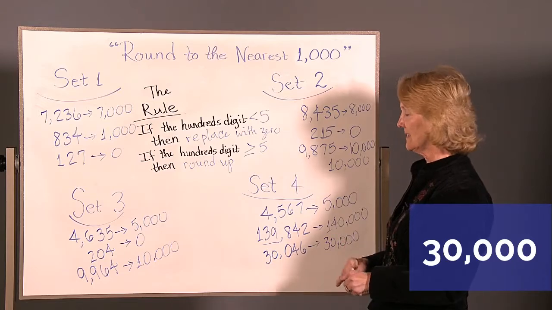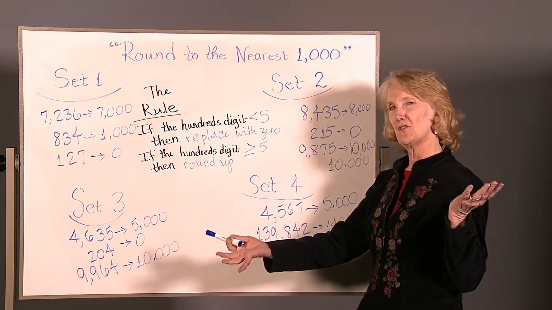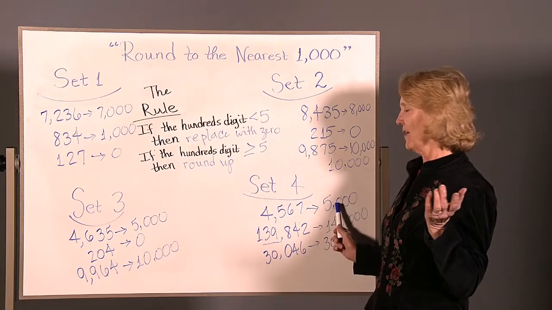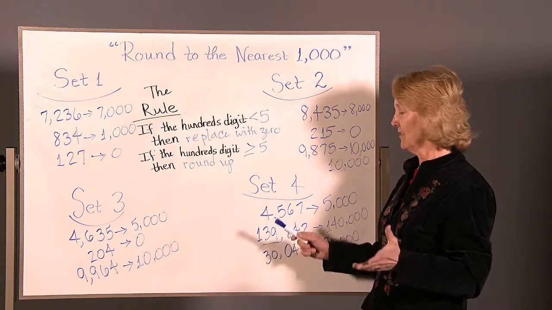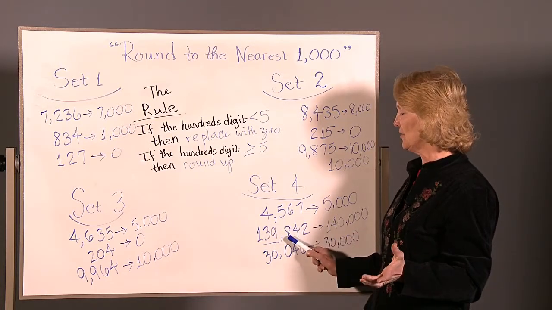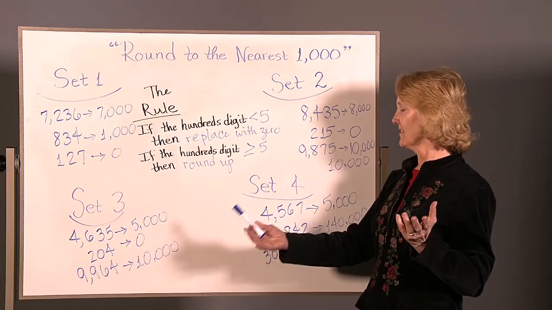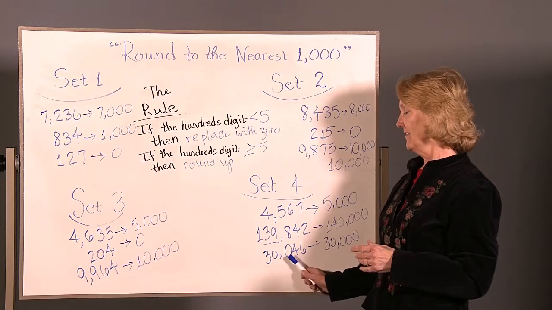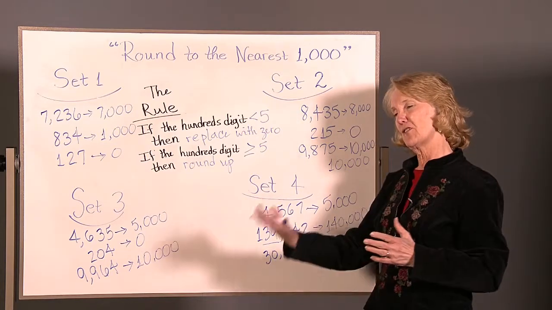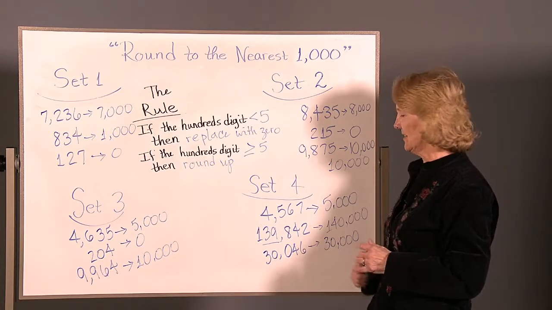Okay, making them make sense. 4,567, is that closer to 4,000 or 5,000? It's over halfway, so we're going to consider it rounds up to 5,000. 139,842, that's going to say it's closer to 140,000 than 139,000. If you have 30,046, is that closer to 30,000 or 31,000? It's still closer to 30,000.